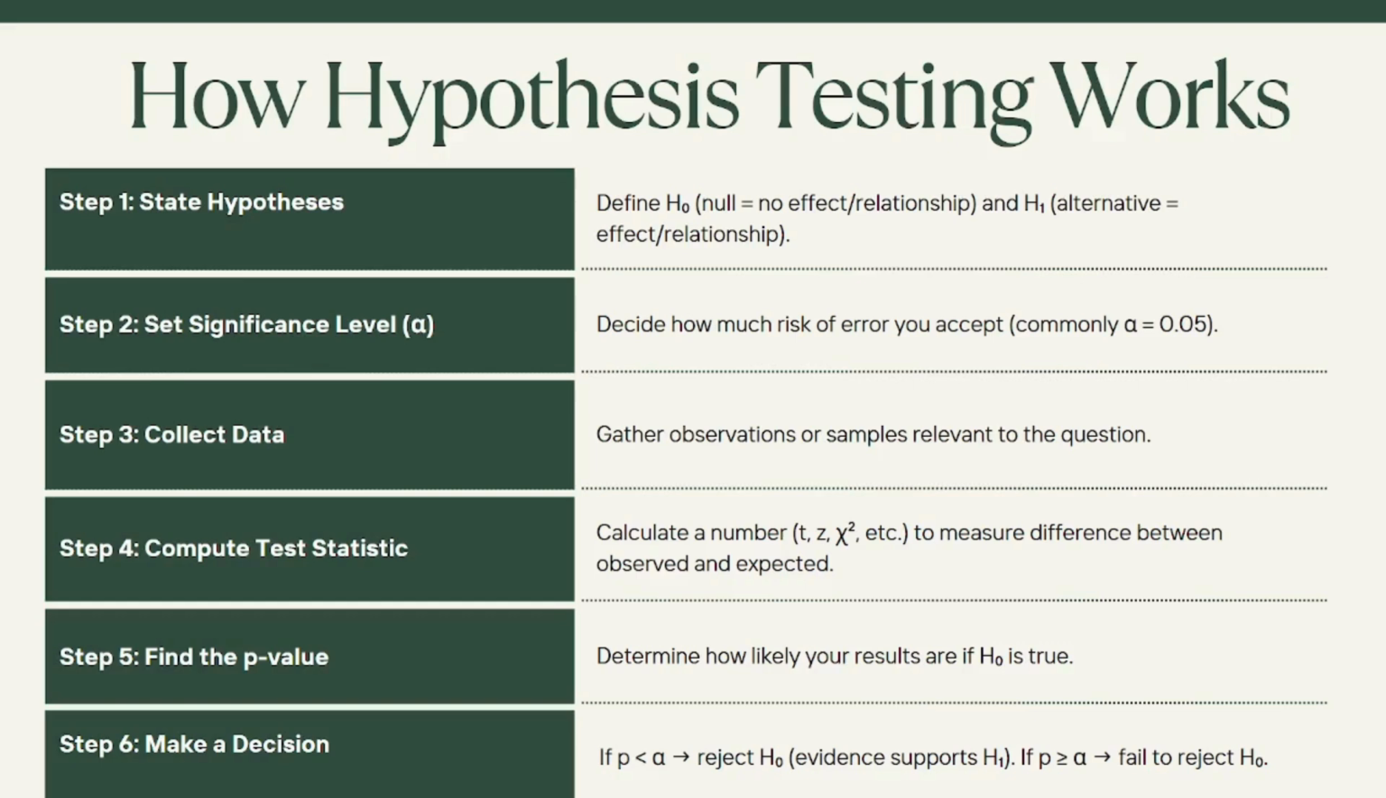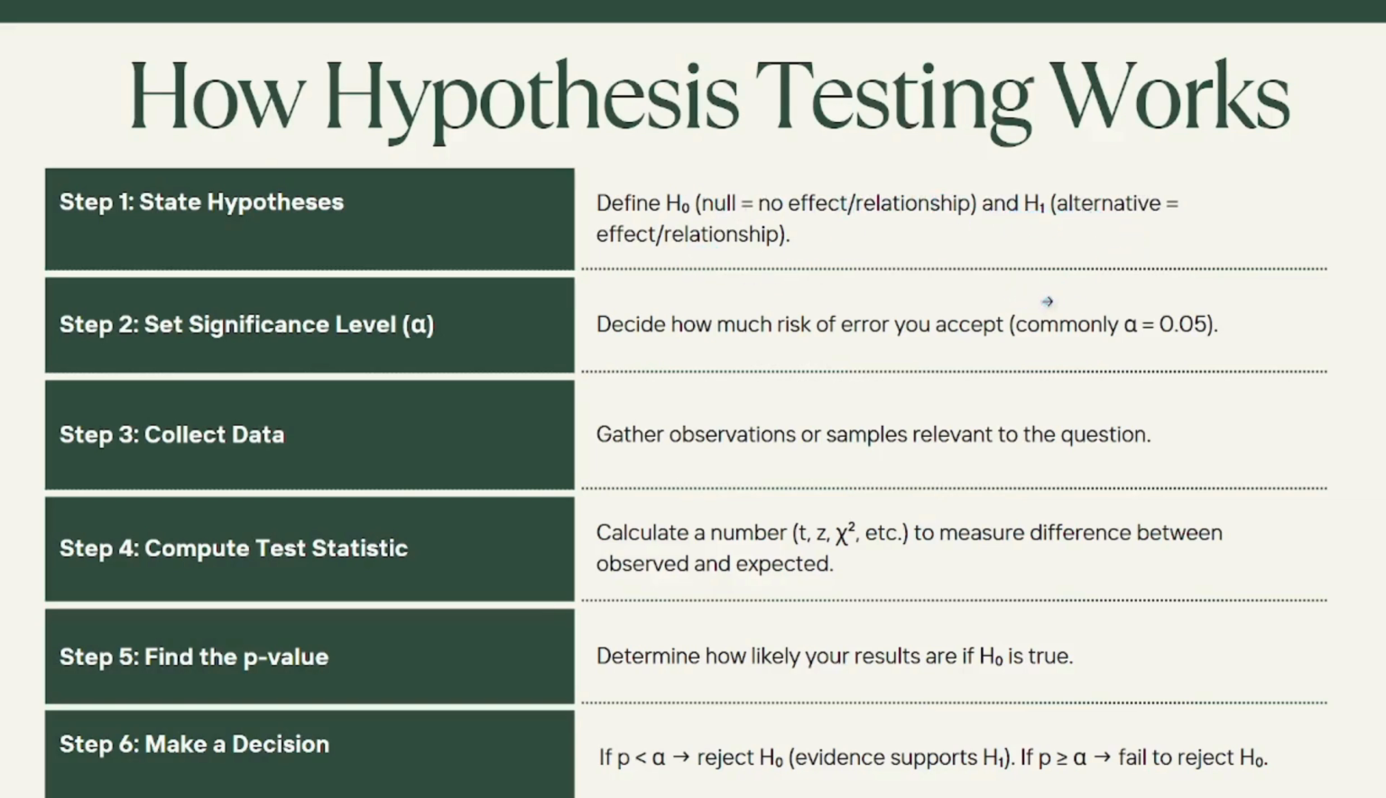And this is the hypothesis testing framework. It goes from step 1 to step 6, from stating hypotheses to finally making decisions. In our first step, we define H0, which has no effect, the relationship is null, and H1 has an effect and the relationship is an alternative.